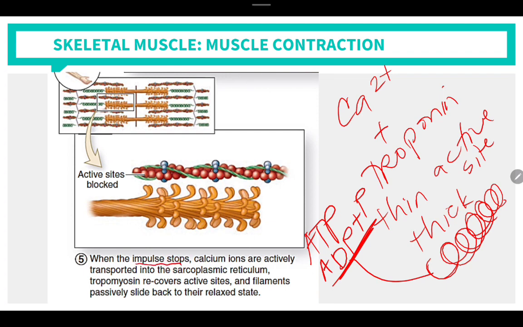Okay, ngayon if we want to stop the contraction, when the impulses stop, ibig sabihin yung ating source ng nerve impulse natin, your brain decided not to do it anymore, the calcium ions are actively transported back into the sarcoplasmic reticulum.